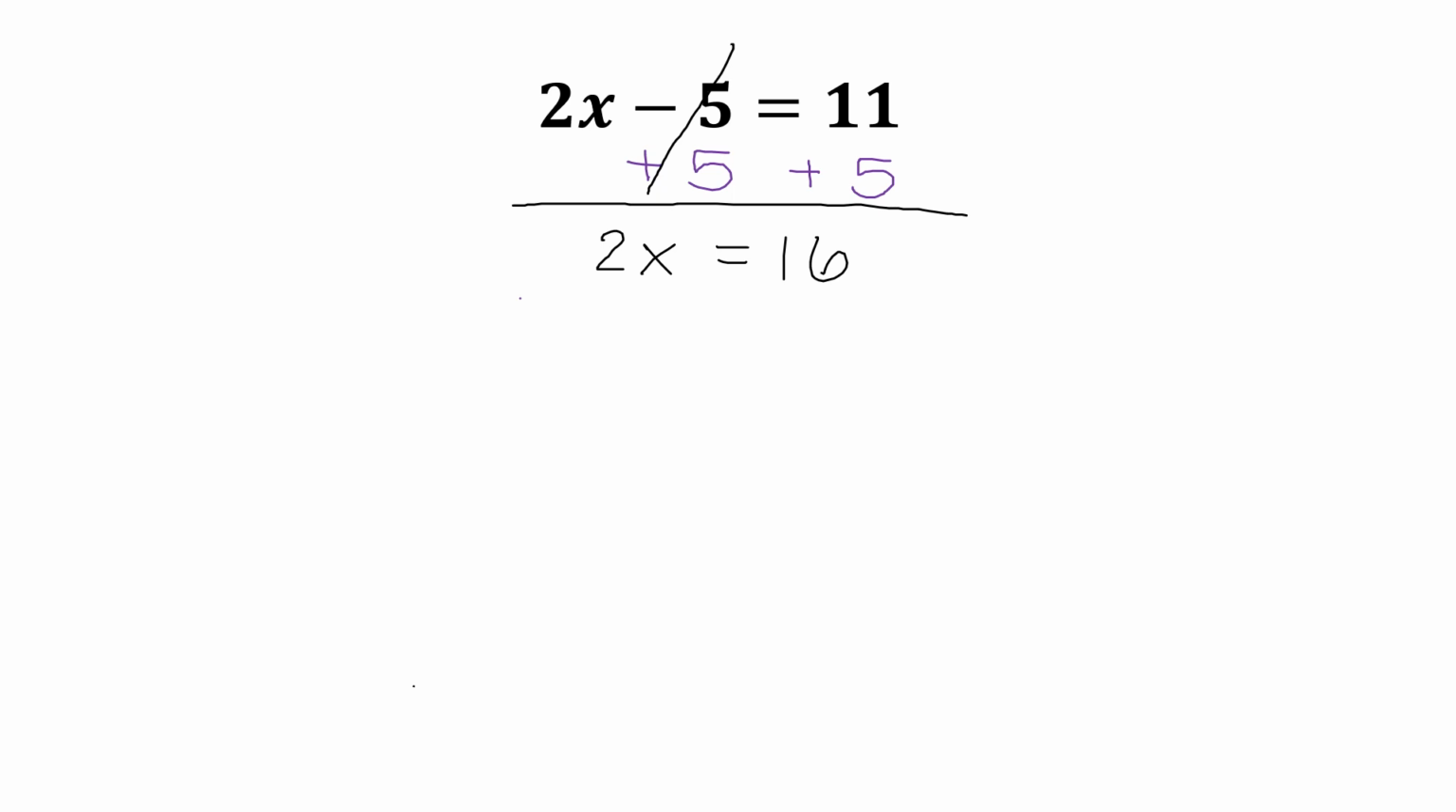Our last step is to isolate our variable. We have to get rid of multiplying 2 times x. So the opposite of multiplying by 2 is dividing by 2. And again, what you do to one side, you must do to the other side. 2 divided by 2 equals 1. So our x value is just 1x or just x. 16 divided by 2 is 8. X equals 8 is our answer.